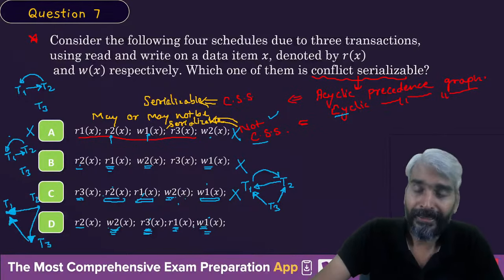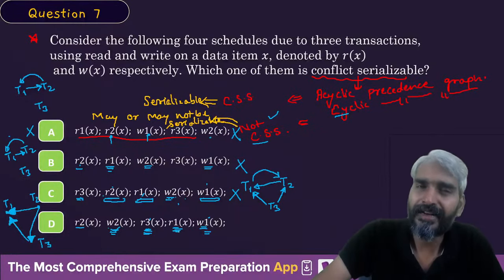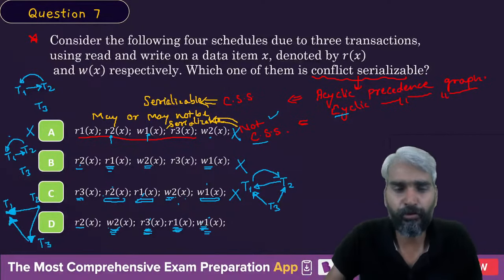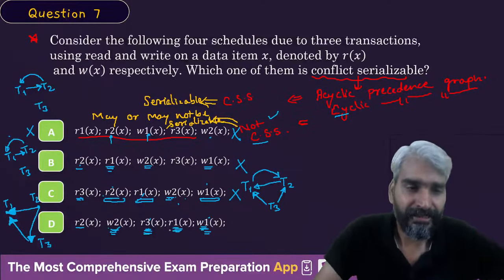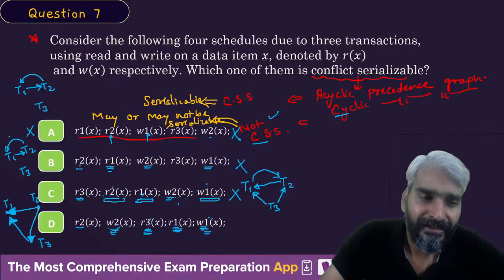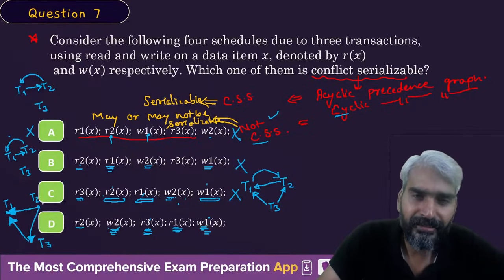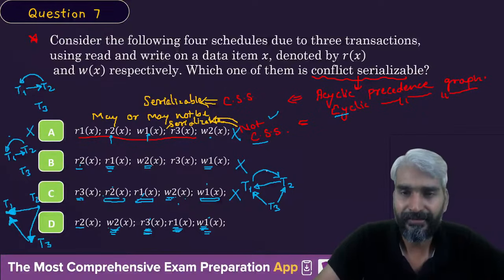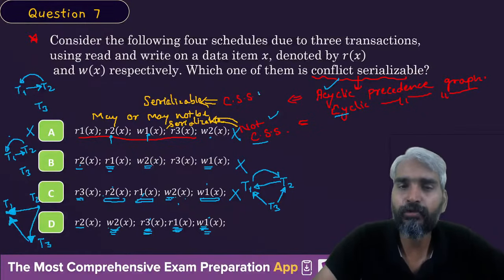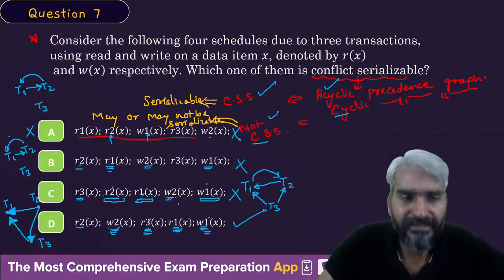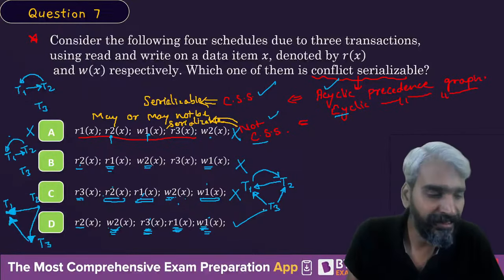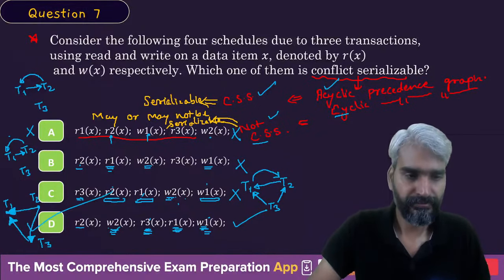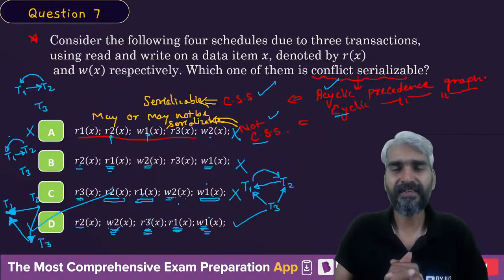Now, any other write? No. So this read operation of transaction T1, this write is also by transaction T1. Therefore, no conflict because of this. So let's check. Is this graph acyclic? So this, then the arrow direction is different. So it is acyclic. Because it is acyclic, therefore conflict serializable schedule. And this option D is the correct answer. Clear? So option D is the correct answer.